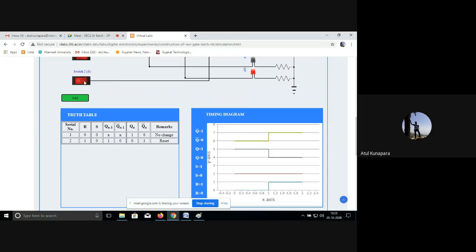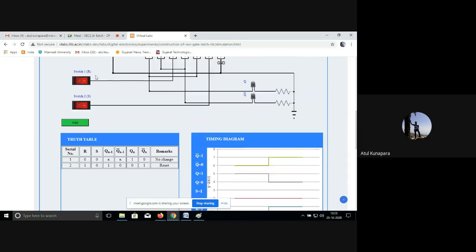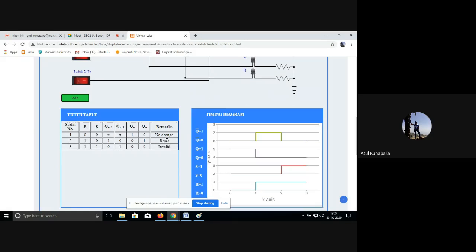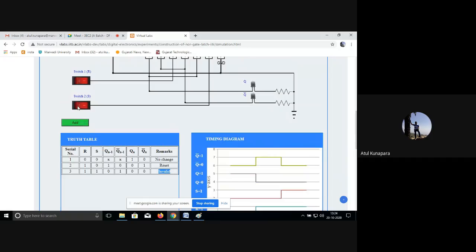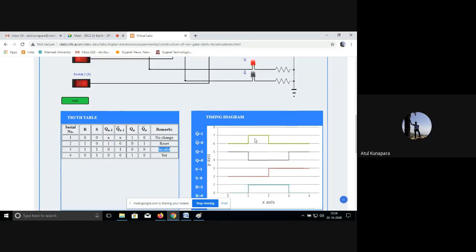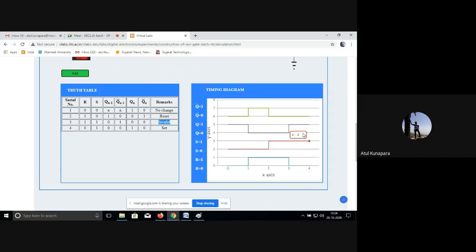Now again, if I make S equal to 1, you can see your R and S have both been turned on simultaneously. That's why it is not considered here. If you add it inside, you can see an invalid output message will be displayed, and that is not going to be considered in your case. It's considered invalid, and the output coming here is not predictable. And if I make S equal to 1 and R equal to 0, then your output is going to be set. Whatsoever the condition prior to that, it will make your output set.